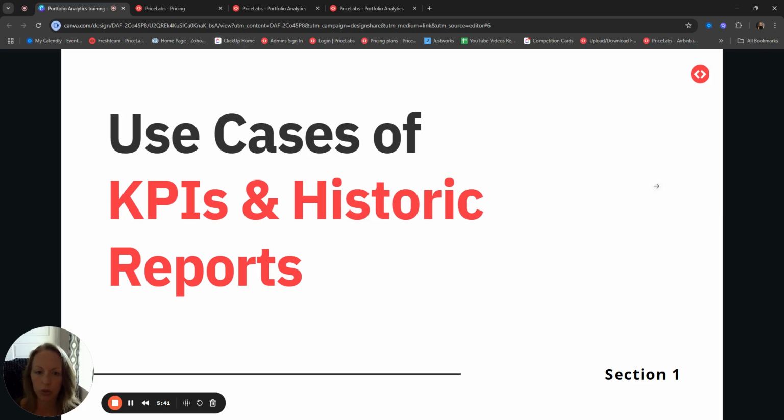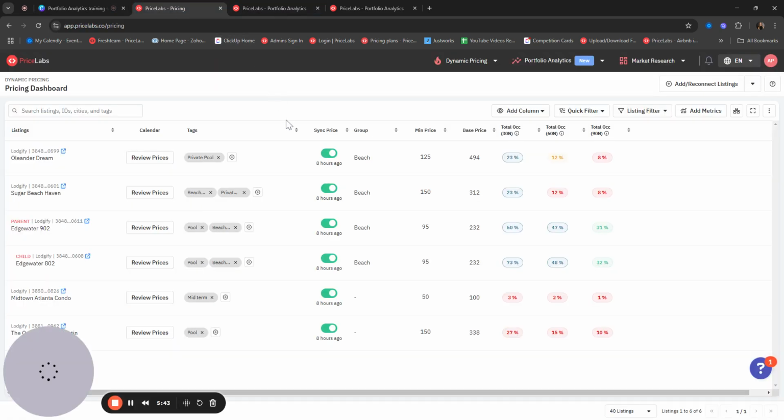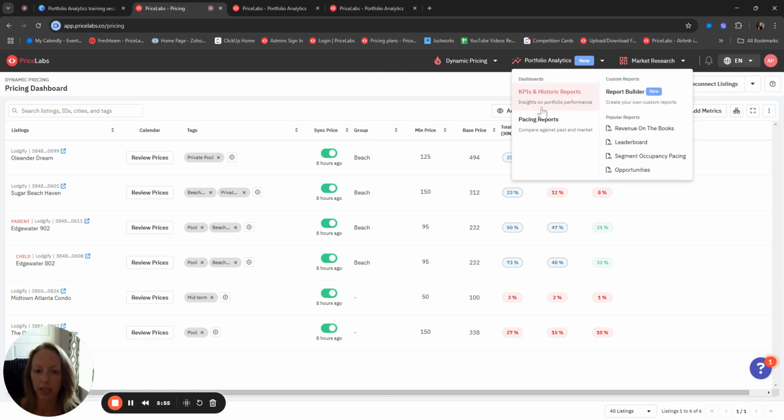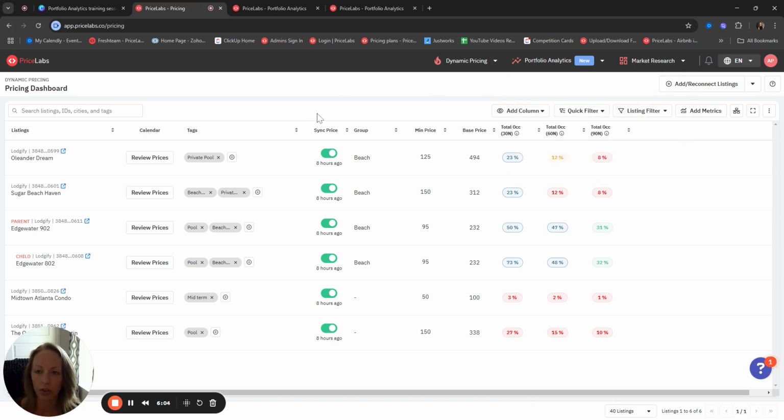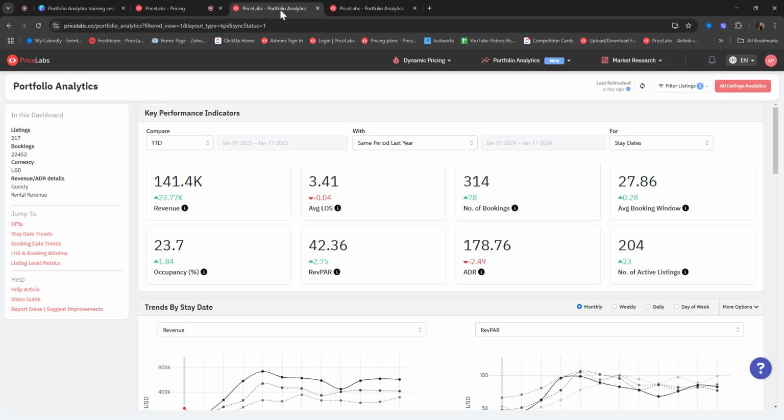So I'm going to get into the product. To get to portfolio analytics, you are going to look at this top nav bar in black, this navigation bar. You're going to click on portfolio analytics, and then to get to each part of portfolio analytics, you just select it from here. So you can click KPIs and historic reports, and it is going to load in the same window, but like any good cooking show, I already have it loaded.